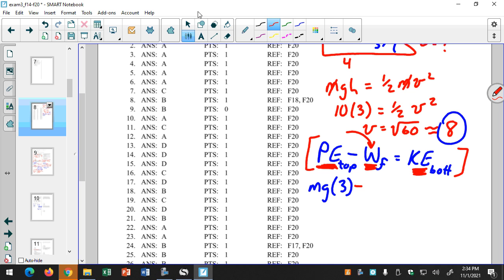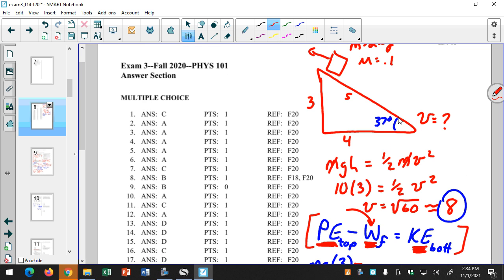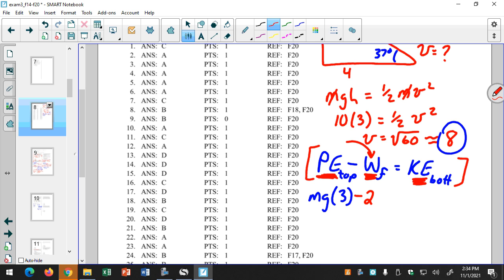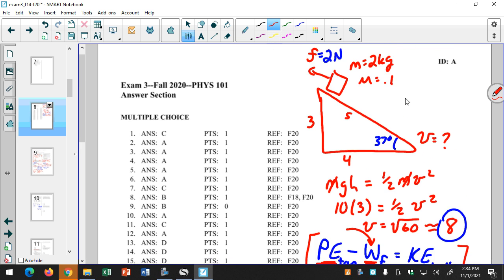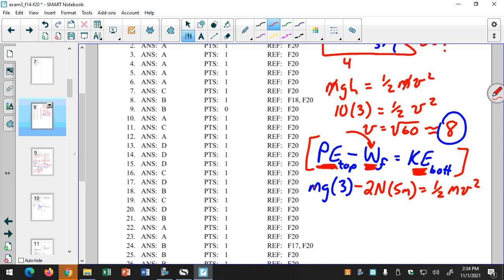Minus the frictional force, which we said was 2 newtons, times the distance, which is 5 meters. So that's the energy, 10 joules, that's been taken away, equals 1/2 times mv squared. So my mass was 2 kilograms, that's 2 times 10 times 3, that's 60, minus 10 equals v squared. So v is equal to the square root of 50. I did 1/2 of 2 here, by the way. That's 1 v squared, which is equal to 7.